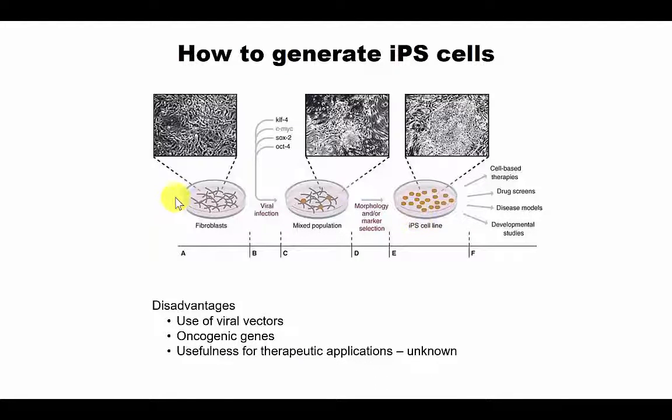One remaining problem is that they utilize viral vectors. That means the viral vector can change the genome structure. These are genetically modified cells. And also, one of those factors is an oncogene. That means maybe this c-Myc can increase the chances or possibility of making these cells into tumorous cells. That's why whether this artificial iPS can be utilized for therapeutic applications, we'll see.